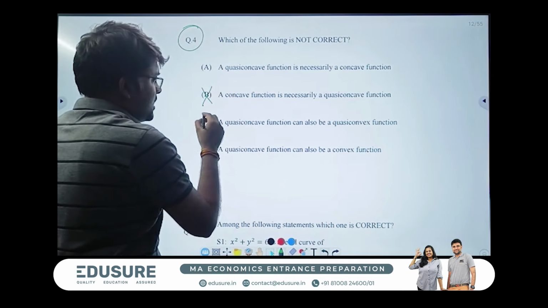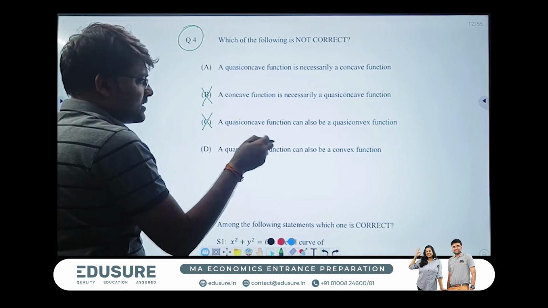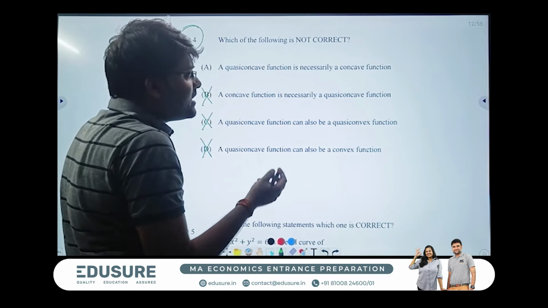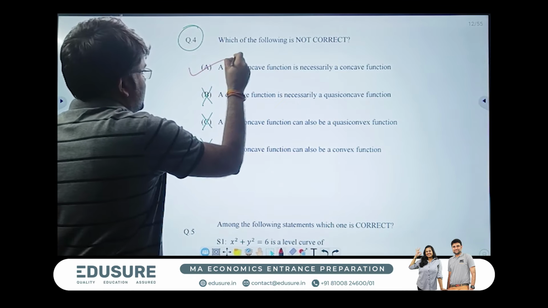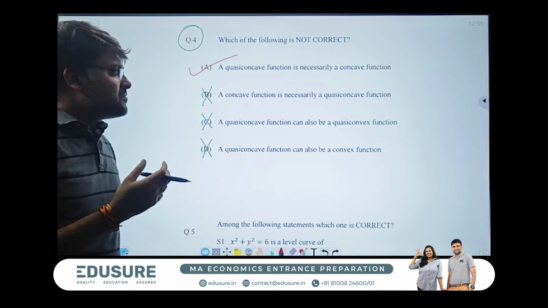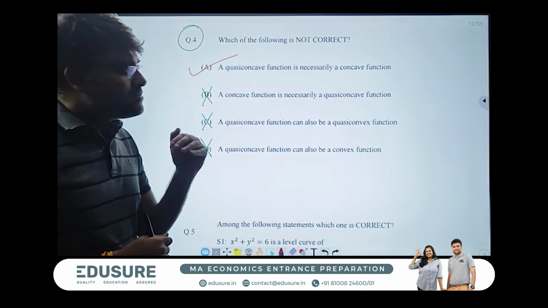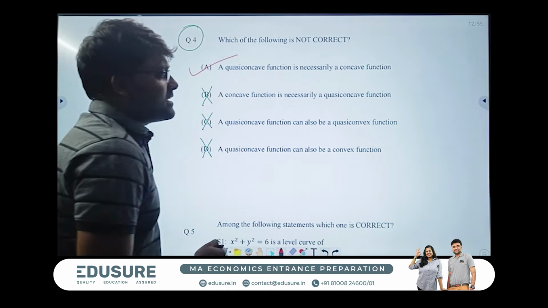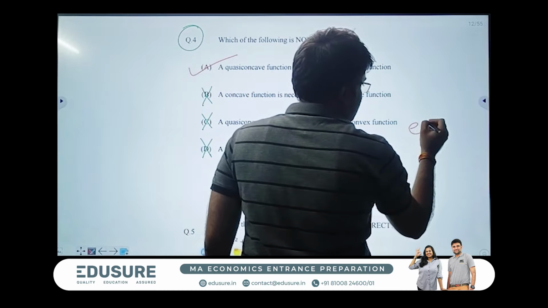Quasi-concave can be quasi-convex. Quasi-concave can be a convex function. Quasi-concave is necessarily a concave function. That is not correct. So, you need to understand a few things. A concave function will always be quasi-concave. Quasi-concave can be quasi-convex, like for example, the function e to the power x.